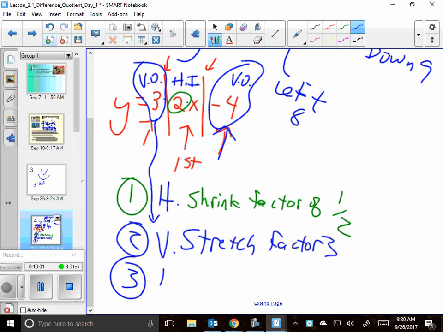And that is down 4. Yes, I know it's vertical, but you could say vertically move it down, but there's only one way to move things down, so I'd be fine with down 4, or vertically shifted down 4.